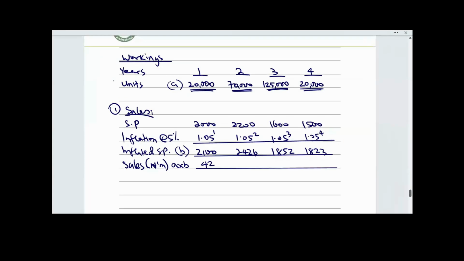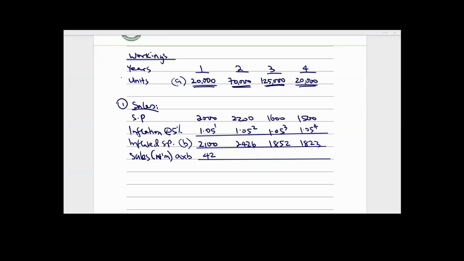All right. Next one, 70,000 multiplied by 2,426 equals 169,820. When you round it, it will be 170 because figures are in million. Here will be 170.